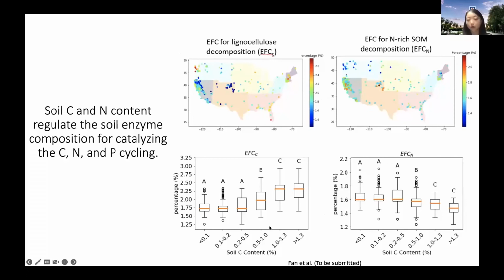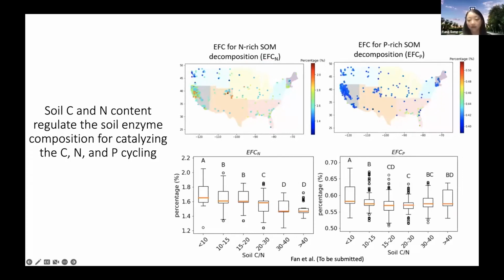For the soil carbon, which is higher than 1%, basically that will support the relatively high enzyme function class related to the lignin cellulose decomposition, but relatively less enzyme function class related to the nitrogen-rich organic matter decomposition. And here is showing how the soil C:N then controls the partitioning of the enzyme function class related to the nitrogen-rich and phosphorus-rich decomposition.